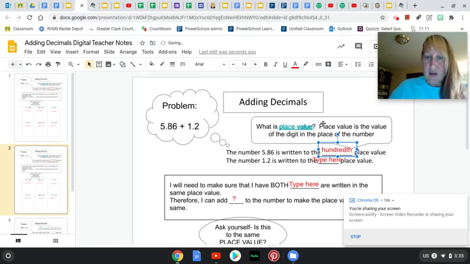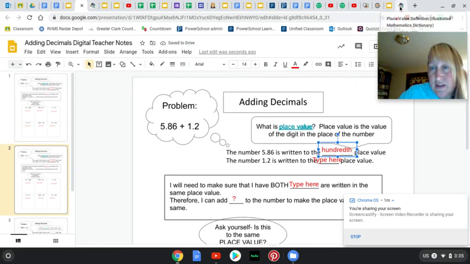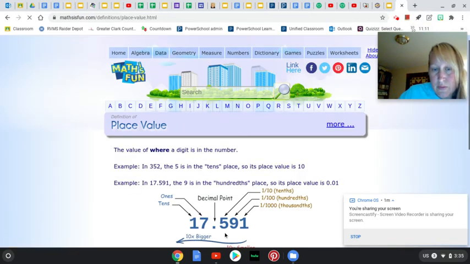Okay. The number 1.2 is written to the tenths place. How can I tell that? So the hundredths place is because when I looked at my reminder here, this first one is in the tenths place. The second one is in the hundredths place. So it counts just like it does up front with the exception of the ones. This goes ones, tens, hundreds. This goes tenths, hundredths, thousandths.